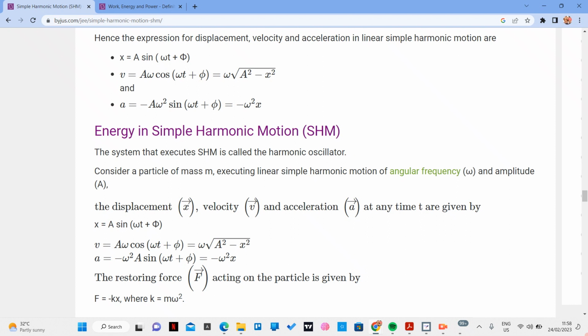Now, we have two major forms of energy: the potential energy and the kinetic energy. Your kinetic energy is related to what? To the speed or the velocity. While the potential energy is related to what? To the position, like the height. So your potential energy will be maximum when your position x is maximum, while your kinetic energy will be maximum when your velocity is maximum.